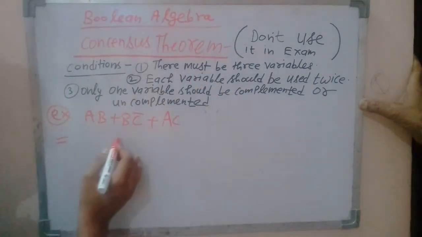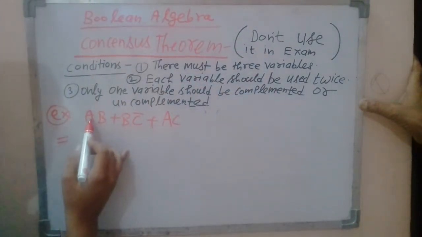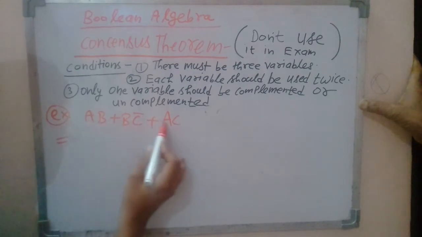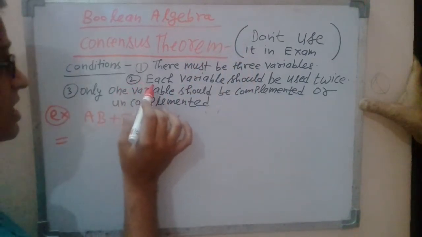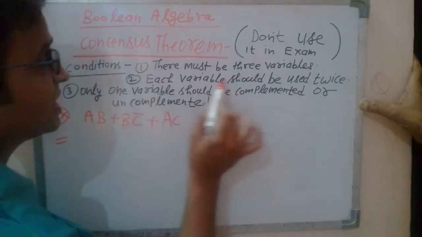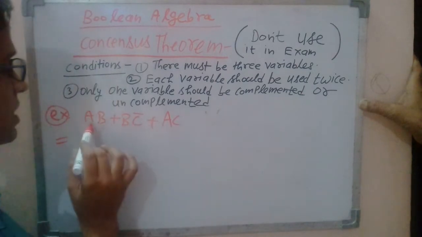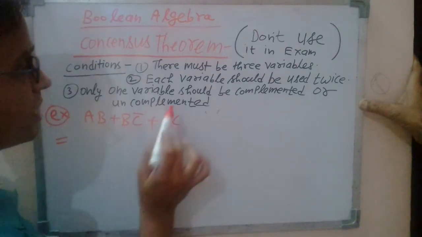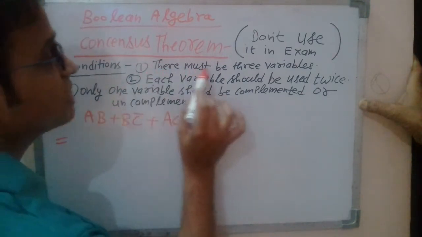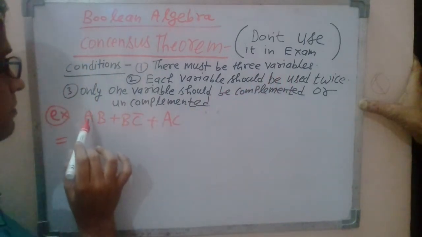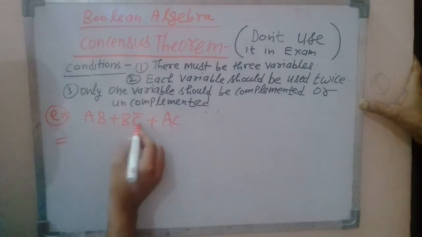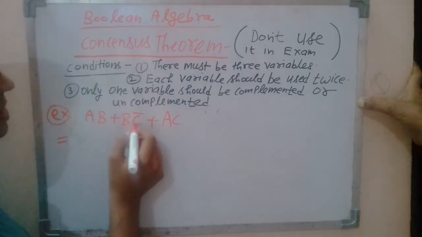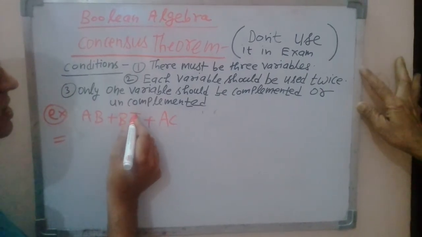Now use this trick. See here, each variable is used twice: A is used twice, B is also used twice, C is also used twice. That means the first condition is satisfied. Check out the second condition: each variable should be used twice. Yes, each variable is used twice. The other condition was that there must be 3 variables. Yes, there are 3 variables, A, B and C. Third condition: only one variable should be complemented or uncomplemented. Yes, C is one such variable which is in complemented form, right?